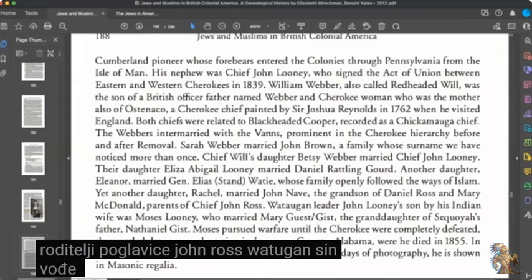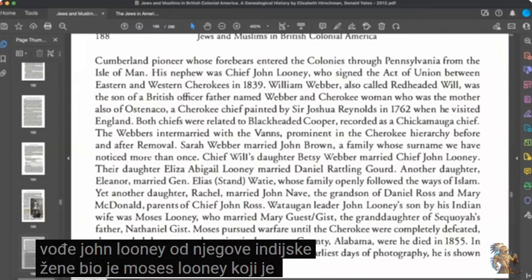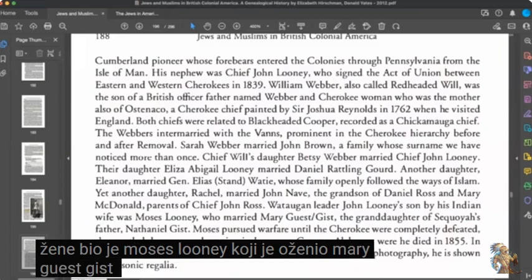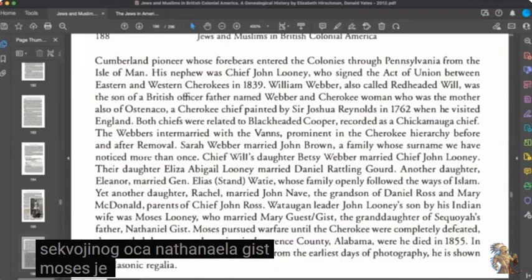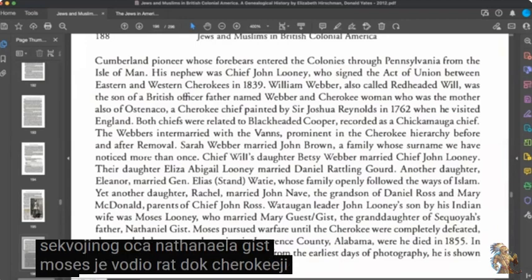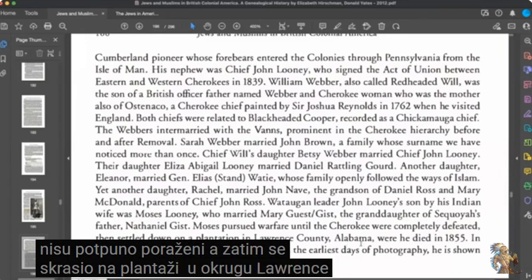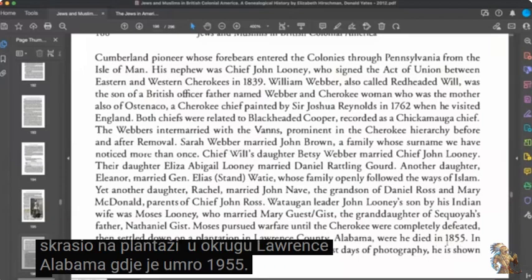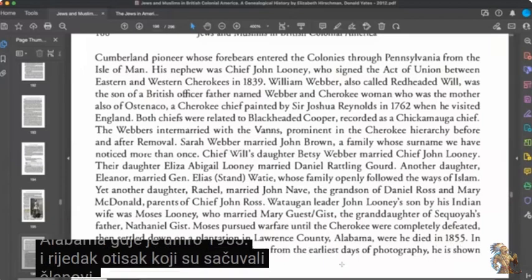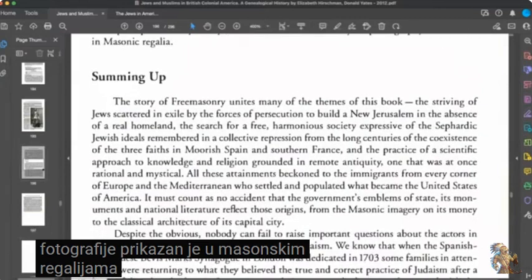Watugan, leader John Looney's son by his Indian wife, was Moses Looney, who married Mary Gist, the granddaughter of Sequoia's father, Nathaniel Gist. Moses pursued warfare until the Cherokee were completely defeated, then settled down on a plantation in Lawrence County, Alabama, where he died in 1855. In a rare print preserved by family members from the earliest days of photography, he is shown in Masonic regalia. We continue in the book.